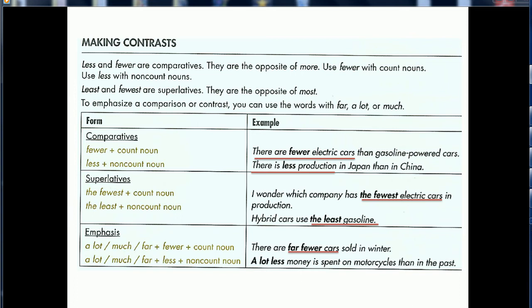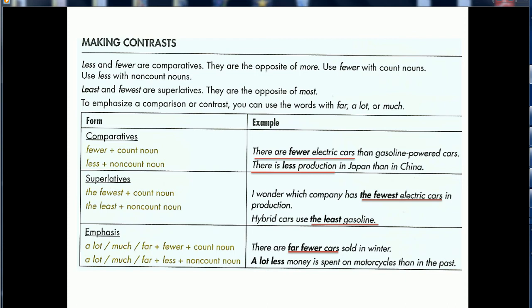Let's read the example. A lot less money is spent on motorcycles than in the past. There you are emphasizing, because these sentences are correct and grammatically acceptable. There are far fewer cars sold in winter as well. A lot less money is spent on motorcycles than in the past. Okay, it can be kind of complicated, but I know by practicing and practicing you're going to acquire better skills about grammar.